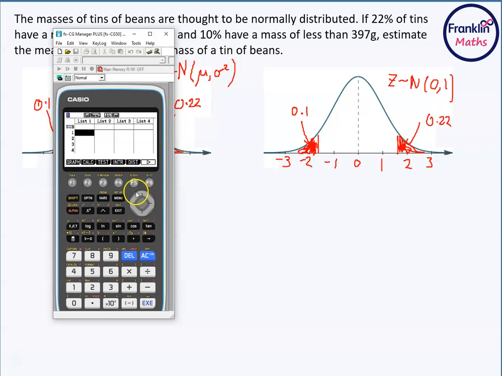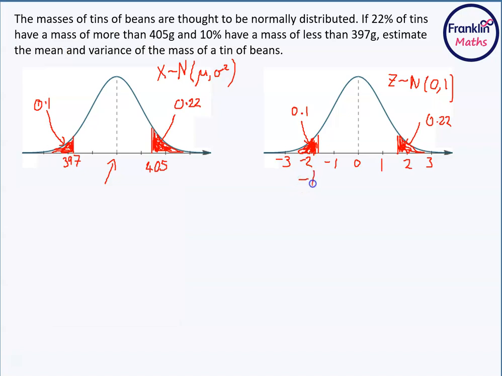Okay, here's the calculator again. So distribution, it's a normal distribution. Again, we're going inverse because we know the probability. I'll start on the left-hand tail. That's got an area of 0.1. And those two are left as they are. So that's minus 1.282.